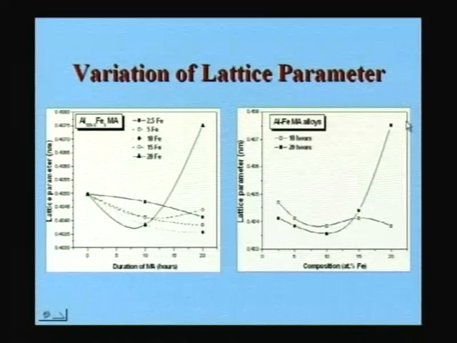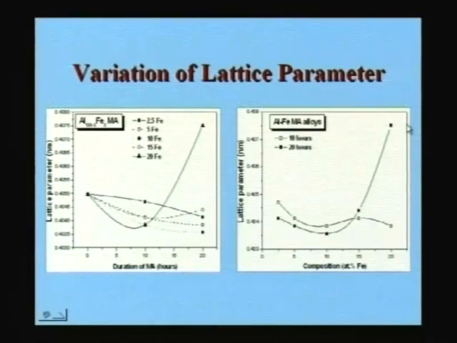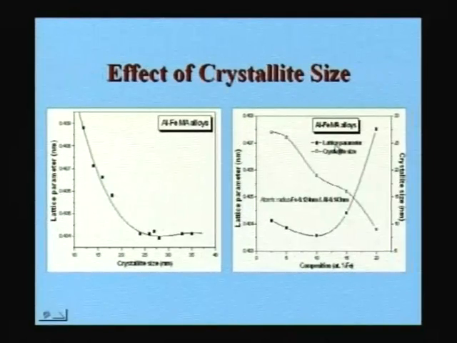and this increase is coming because of the formation of the second phase, the Al3Fe, which overlaps with that peak. One can find out that the sudden increase in the lattice parameter is because of the formation of Al5Fe2. So one can do this kind of lattice parameter calculation and also correlate the crystallite size to the lattice parameter.